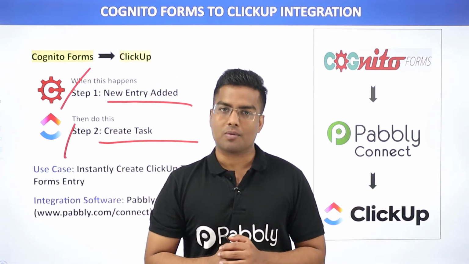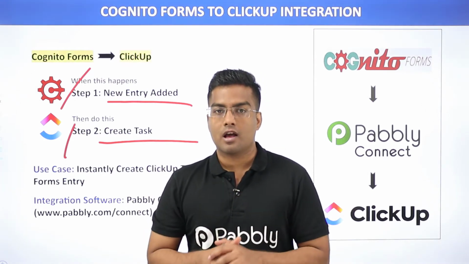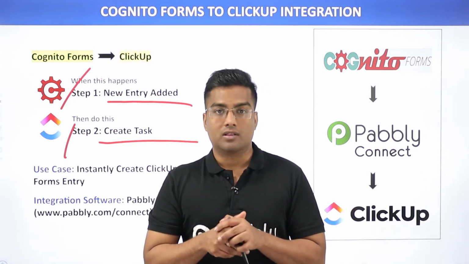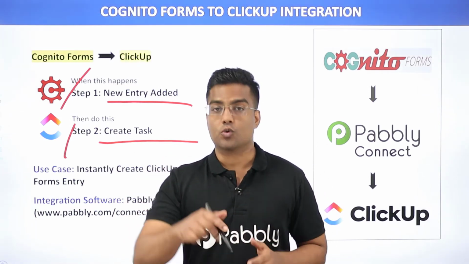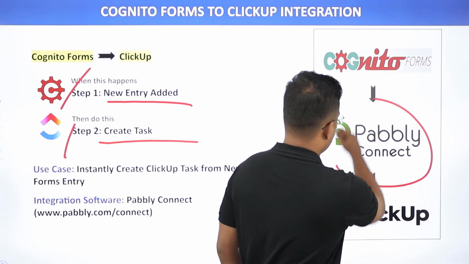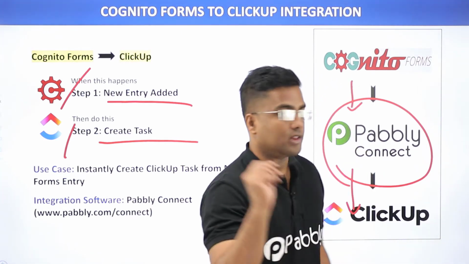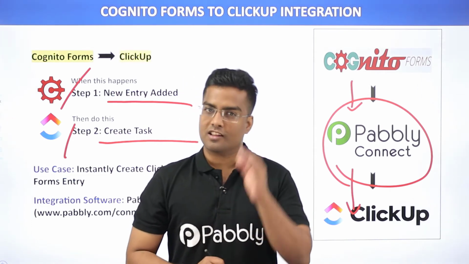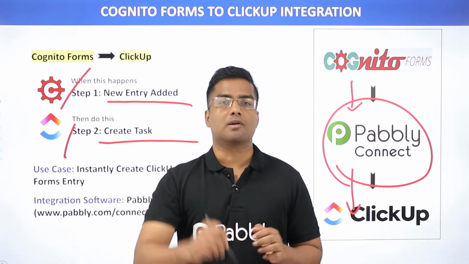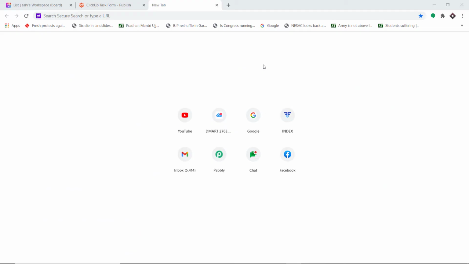But there is one minor problem. There is actually no integration between Cognito Forms and ClickUp. So in cases like these, we need to bring a third app to connect them both. In this video, we will be using Pabbly Connect to integrate Cognito Forms and ClickUp. And the best part of using Pabbly Connect is there is no need for coding skills or programming knowledge. It can be done easily. Let me show you on my screen.